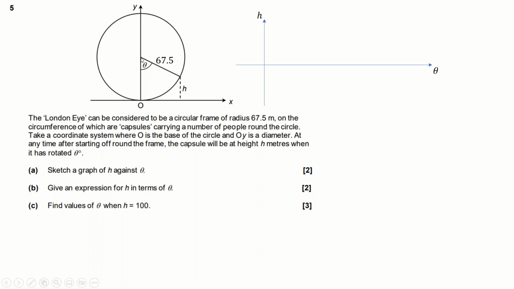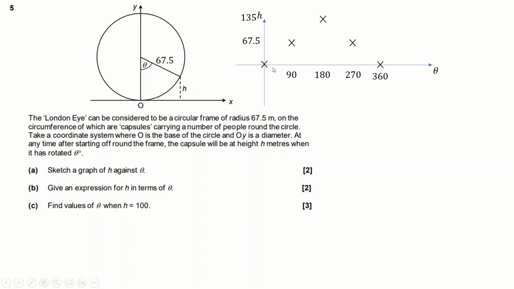When theta is 0, and you're just going straight down, h is also 0, right? Because there's no height there. So 0, 0 is first. When theta is 90, h is the radius, which is 67.5. Right, so 90, 67.5. When theta is 180, h is the entire distance here, which is 2 times 67.5, which is 135, I think. I haven't really checked that. Next one, when theta is all the way around to 270 degrees, h is just 67.5 again. And then lastly, when theta is 360, h is 0.